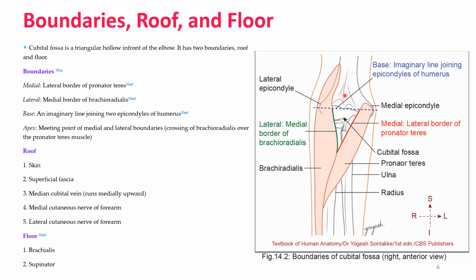Okay, so these are the boundaries of the cubital fossa: medially by the lateral border of pronator teres, laterally by the medial border of brachioradialis. Base is formed by the imaginary line joining the two epicondyles of the humerus, and apex is formed by the meeting point of the pronator teres and the brachioradialis muscle. Roof is formed by skin, superficial fascia, median cubital vein, medial cutaneous nerve of forearm and lateral cutaneous nerve of forearm. Floor is formed by brachialis and the supinator muscle.